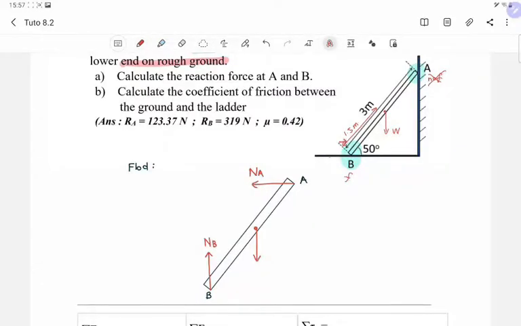So also mentioned in the question that at B, this is a rough floor, meaning that there's going to be a friction force. But then what is the direction of the friction? Okay, remember, friction force always opposes motion. Okay, and then this ladder will have the tendency to move to the left. So the friction force must oppose the motion. So friction force going to the right. So we can draw the vector of F. In total, we have 1, 2, 3, and 4 forces for this rigid body.